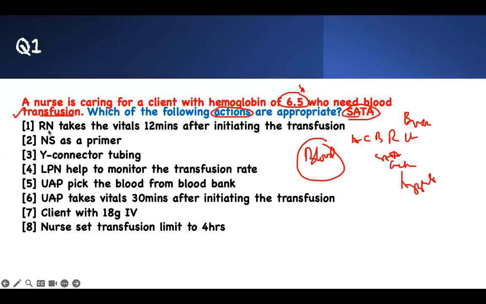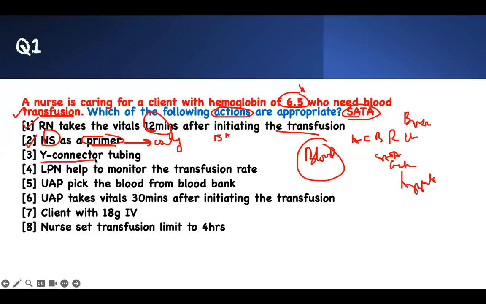What is the answer? RN takes the vitals 15 minutes after initiating transfusion. The first 15 minutes of transfusion, the RN will take the vitals. So this is right. Normal saline as a primer. We use only normal saline, and it's just used to prime the tube. That is its function.